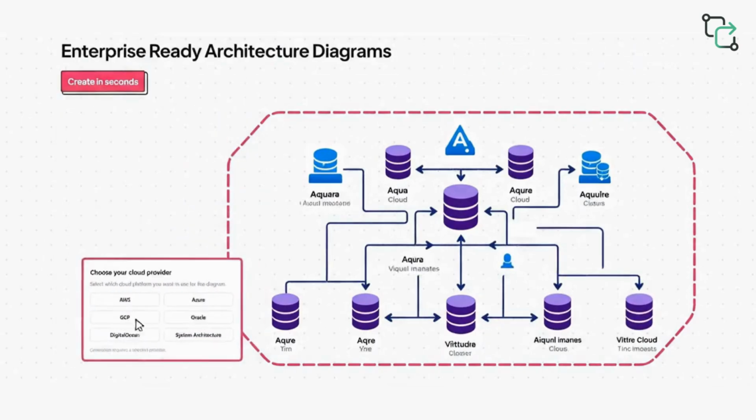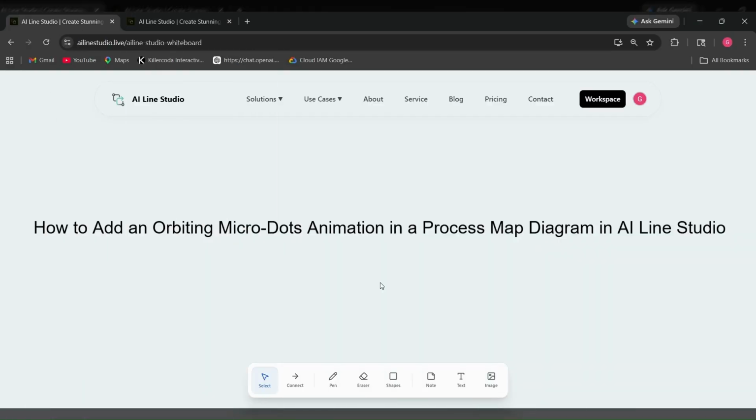Clear, structured, production ready. Hello everyone, welcome to AI Line Studio tutorial 167, and today's topic is how to add an orbiting microdots animation in a process map diagram in AI Line Studio.